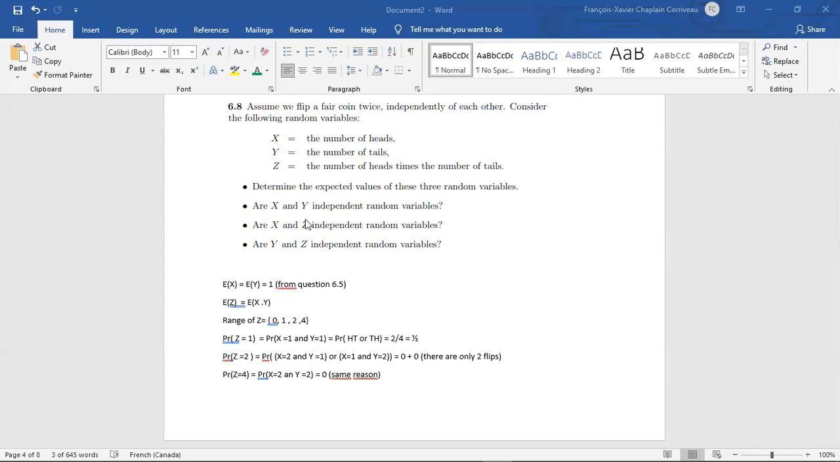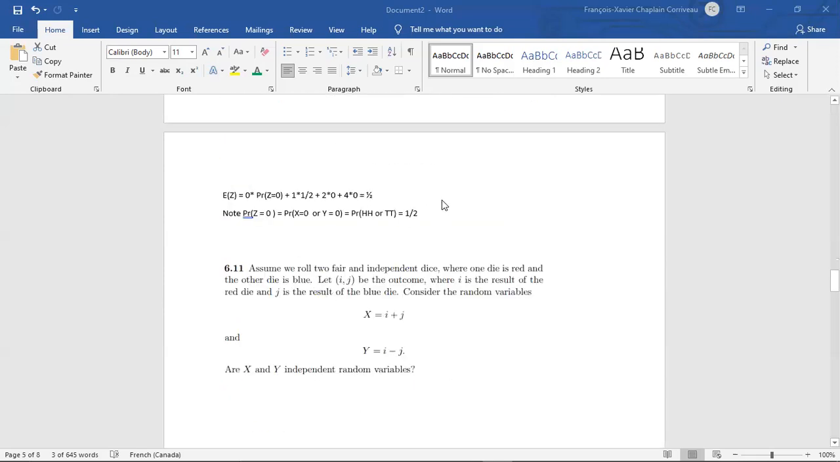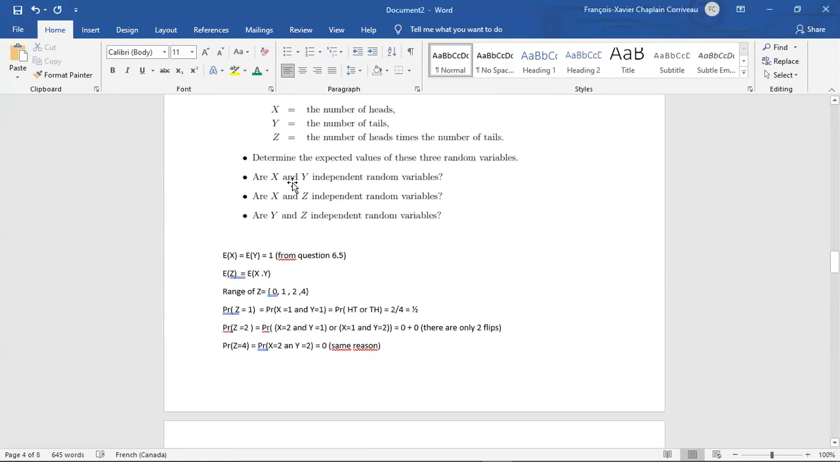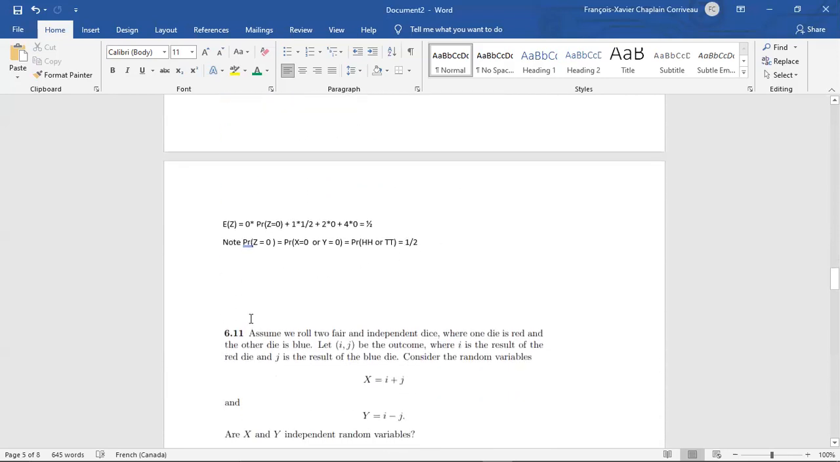So let's continue. We answered the first part of this question. Now we're going to answer the remaining three parts. Now we want to check independence of random variables. So I'm going to write the definition.